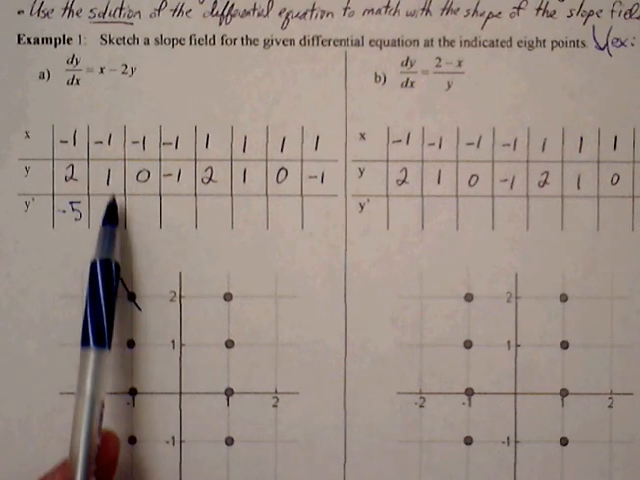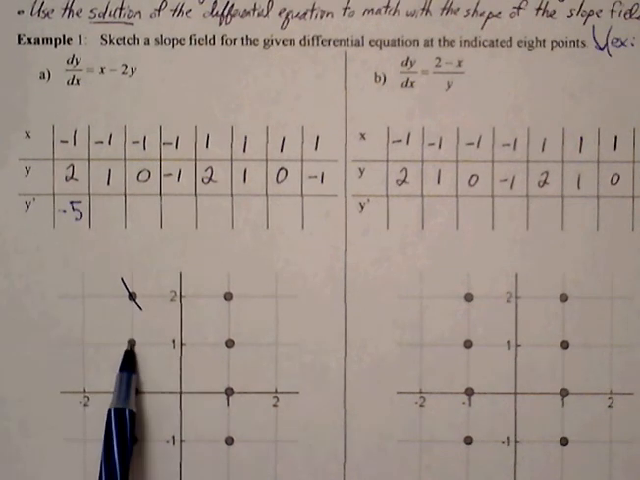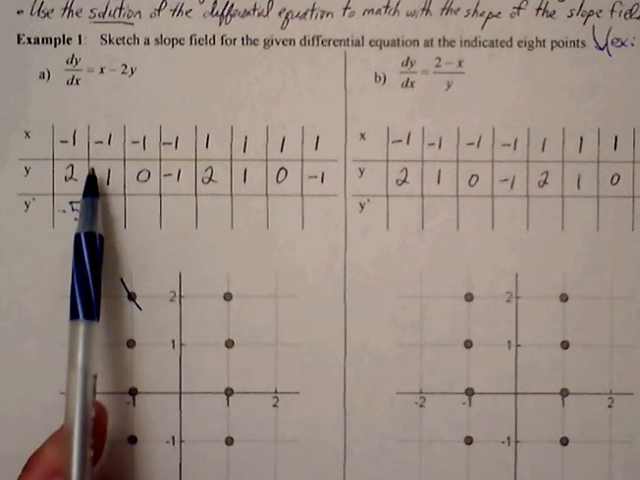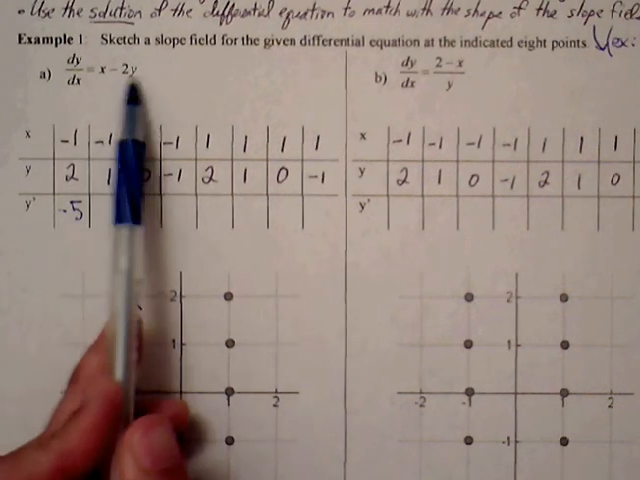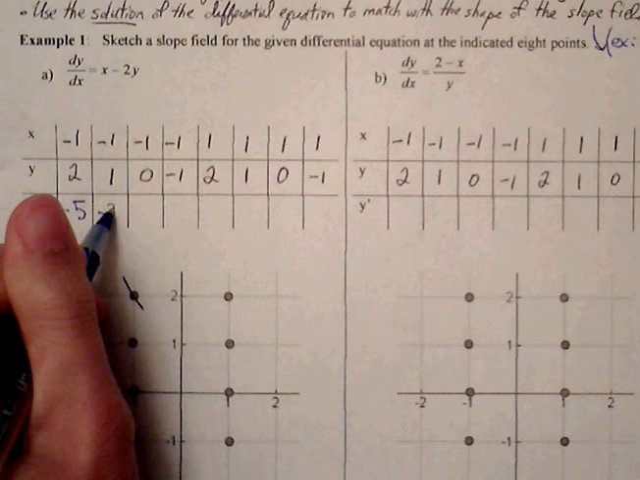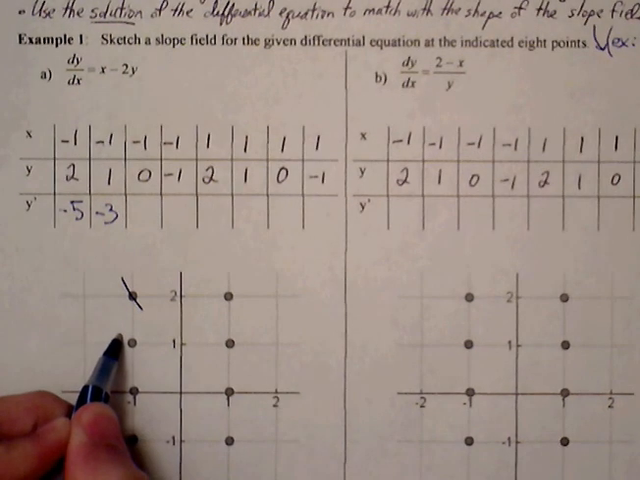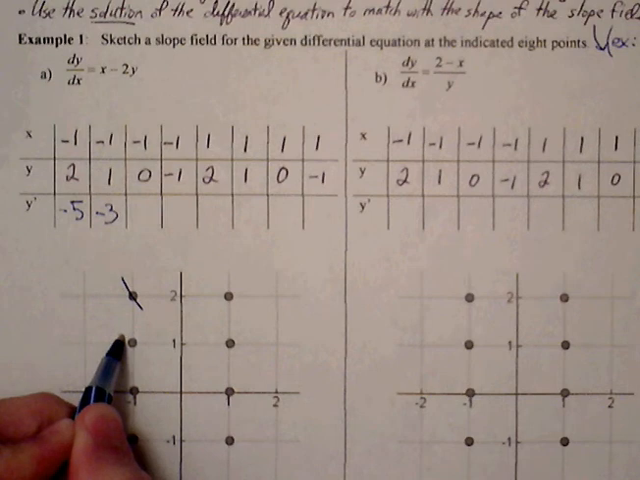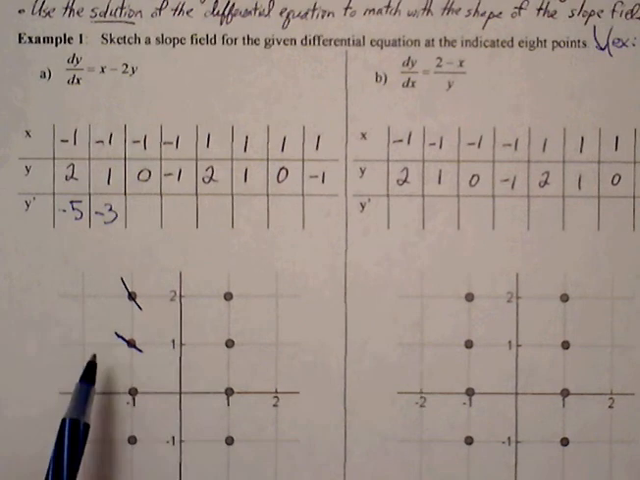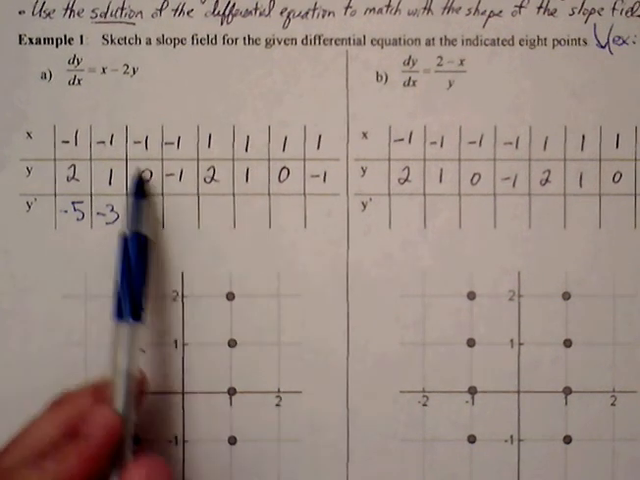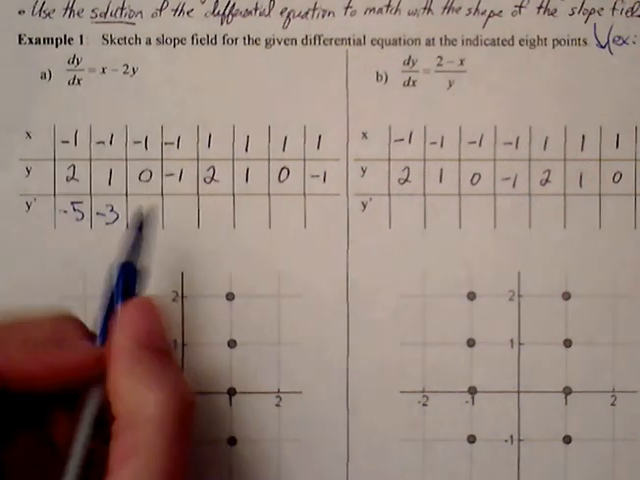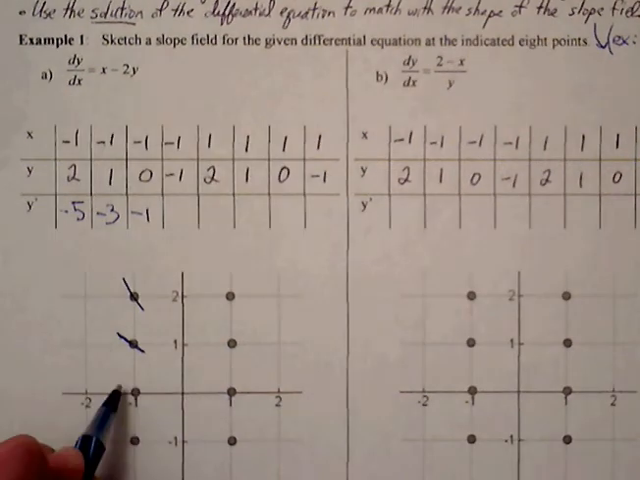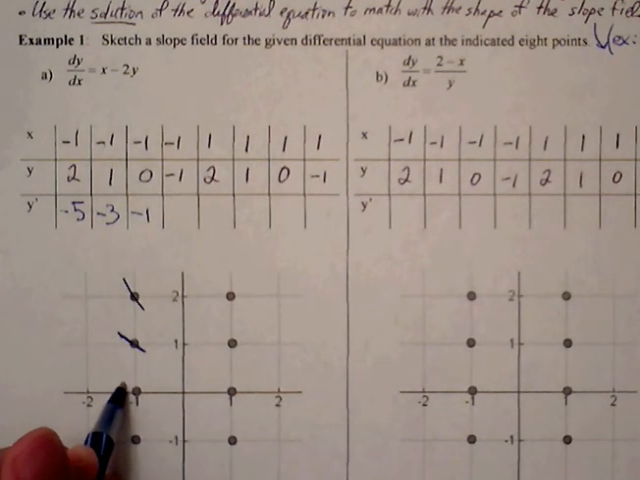All right, the next ordered pair, negative 1, 1, is this ordered pair here. We're going to plug negative 1 in for x, and 1 in for y. So we have negative 1 minus 2, which is simply negative 3. Let's fill in negative 3, and we'll make a short line segment representing negative 3. So it's still a negative slope, but not as steep as negative 5. Maybe something like this. All right, let's plug negative 1 and 0 in for x and y. Negative 1 minus 0 is simply negative 1, so I'll make a slope of negative 1 here.